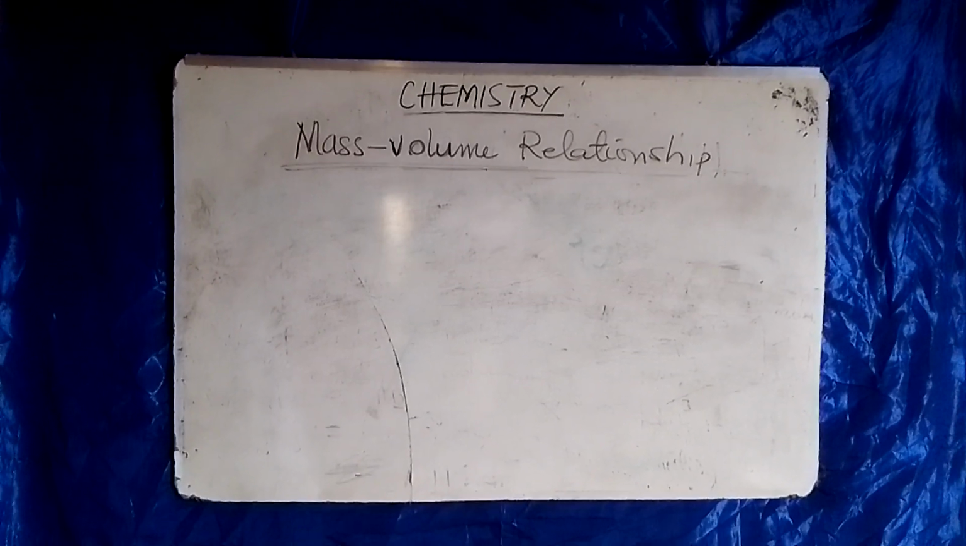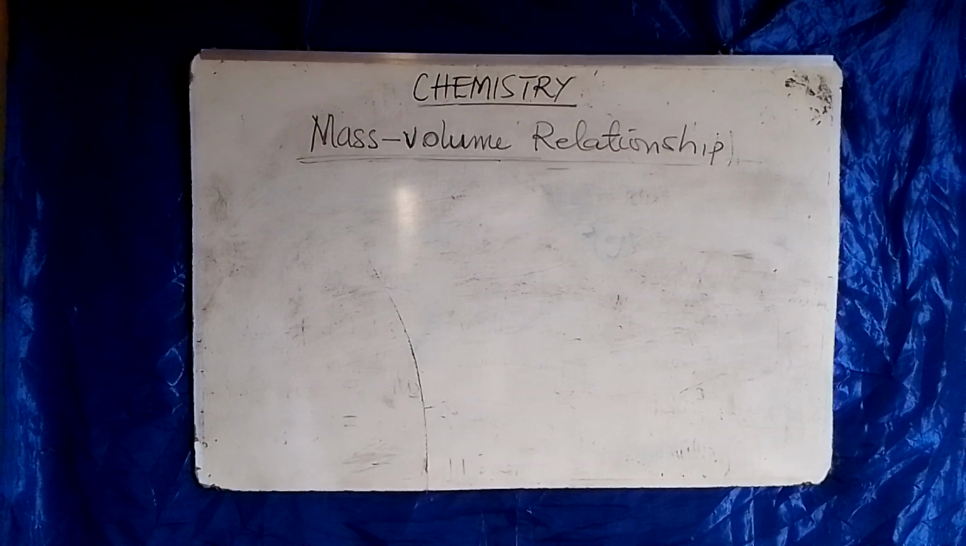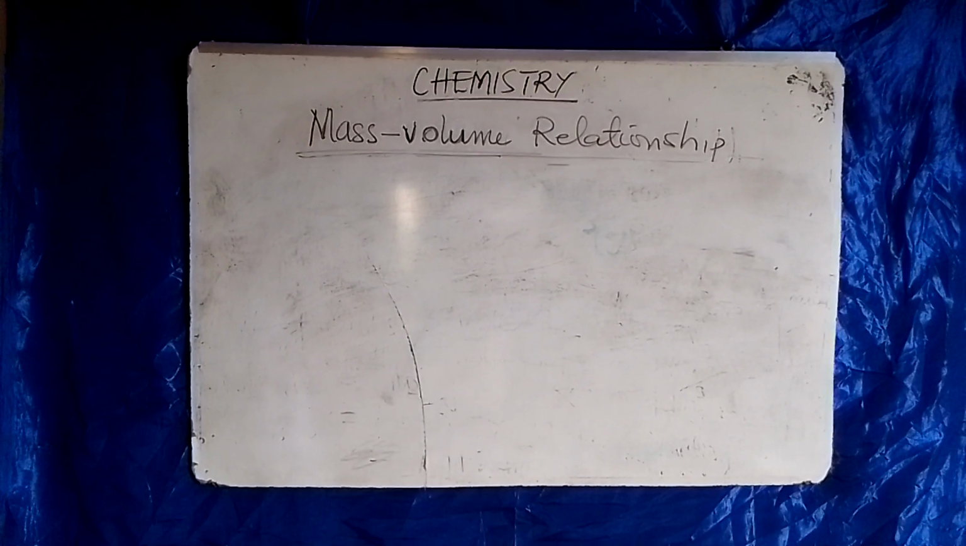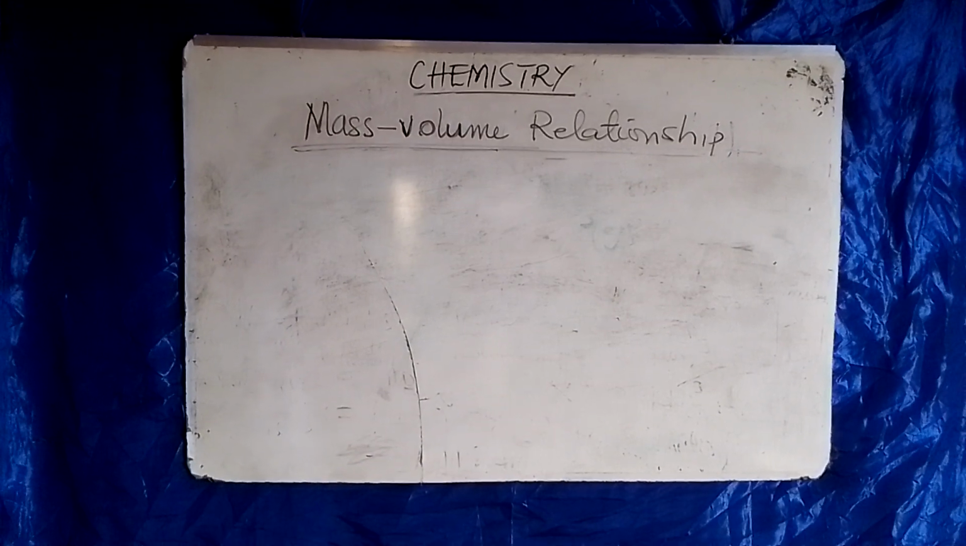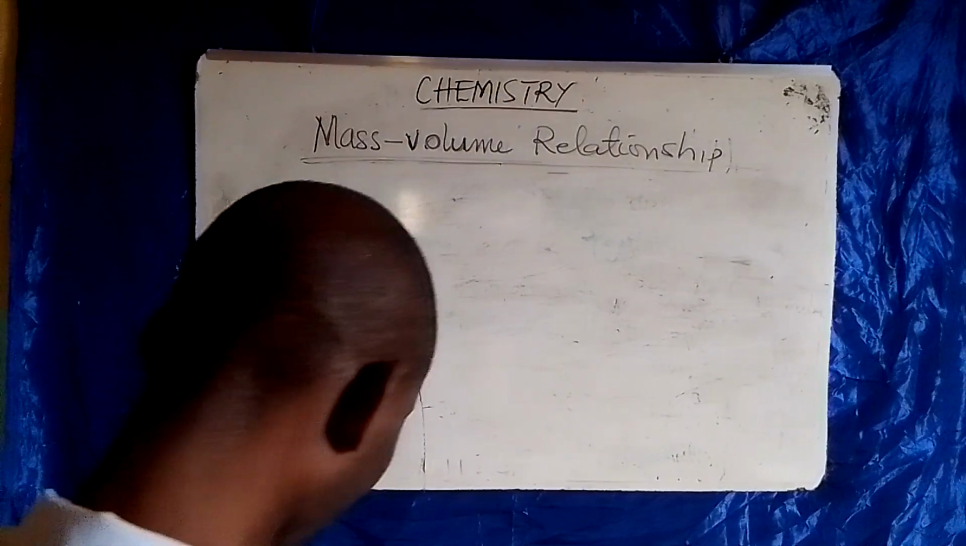Calculate the mass of nitrogen required to produce 11.2 dm³ of ammonia. We are given the atomic mass of nitrogen 14, hydrogen 1, molar volume of gas at STP 22.4 dm³.